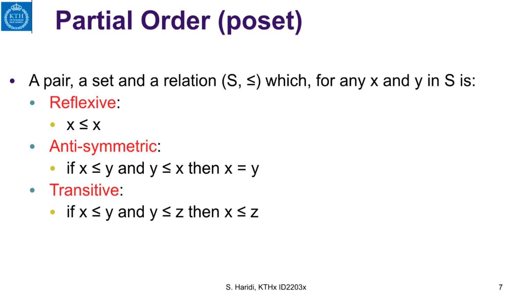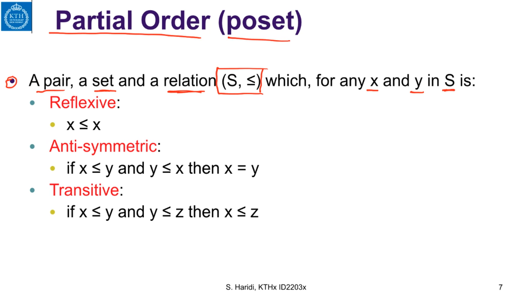Now there is a number of important binary relations on a set. The first one is the partial order, or poset, sometimes it's called. So a partial order is actually a pair, a set and a binary relation, and sometimes we write it this way, which for each x and y in the set X, we have the following properties.